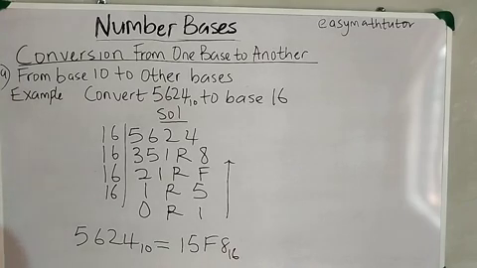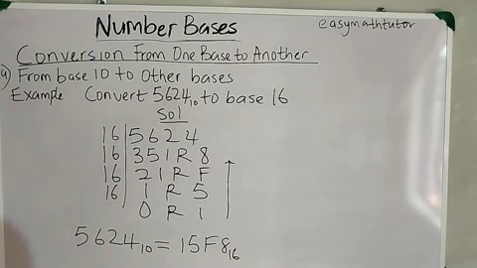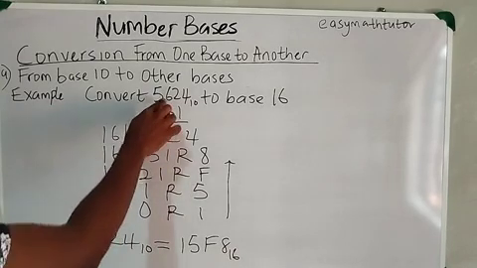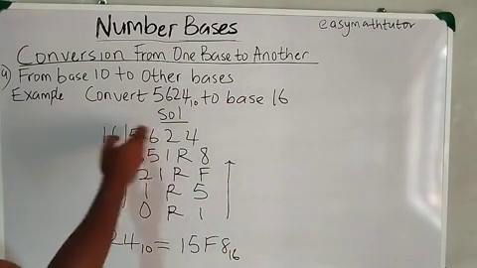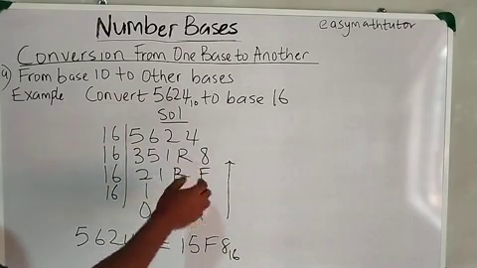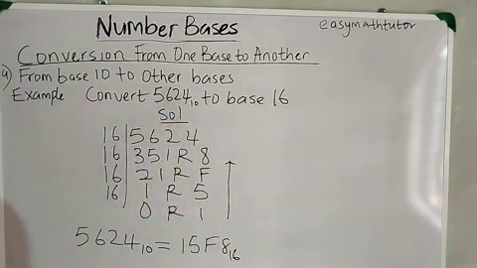So that is it. When converting from base 10 to any other base, the simple trick is to divide that base 10 number by your new base. After dividing, take note of the remainders and read them from the bottom to the top, and that gives you your answer.